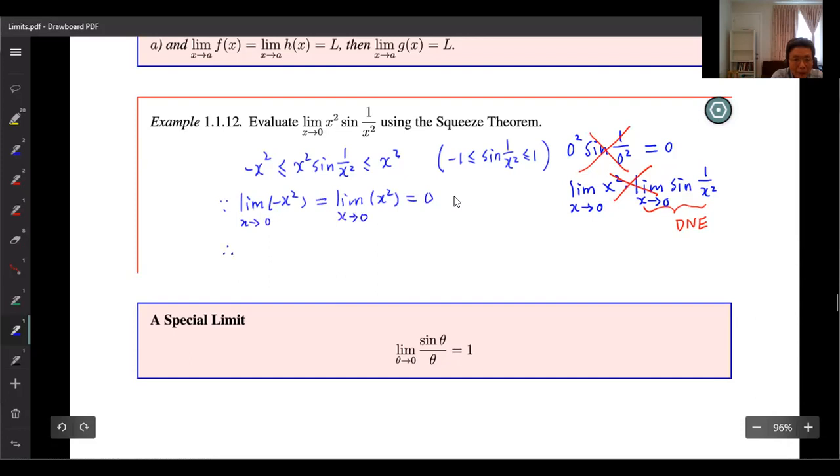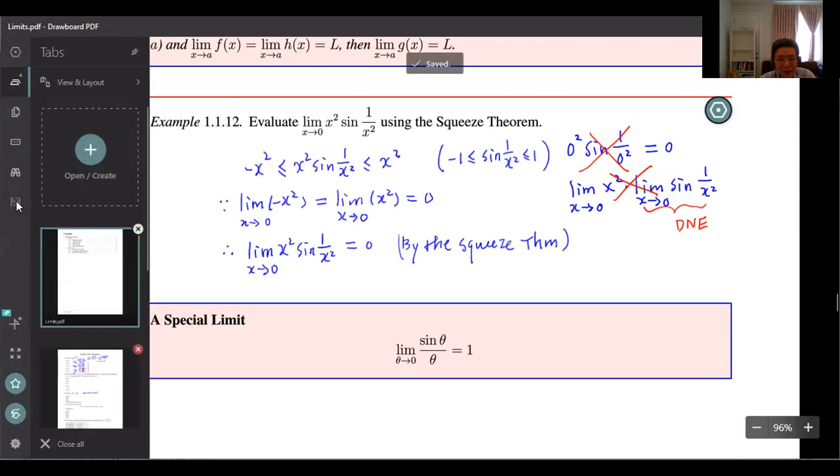Therefore, this symbol in math is the standard, right? This means because or since, and this means therefore or hence, right? By the squeeze theorem, this equals 0. Very good example, right? A squeeze theorem. Good example.